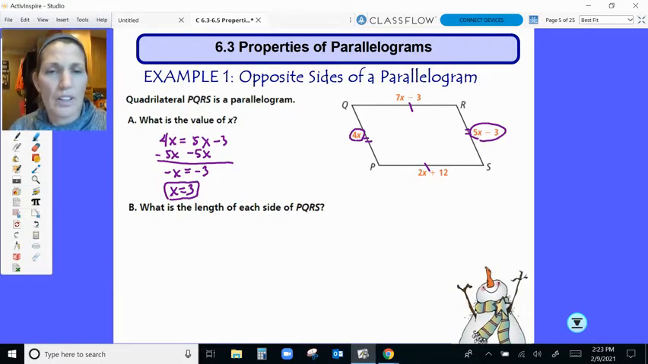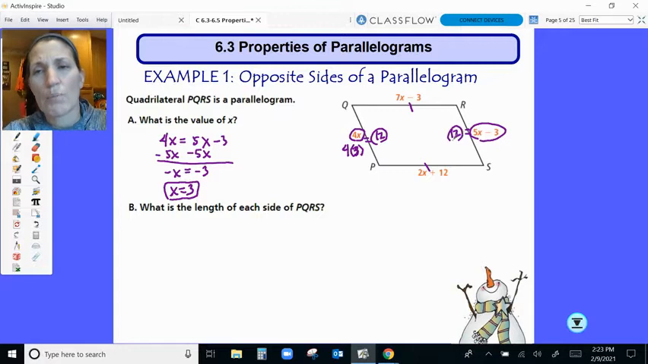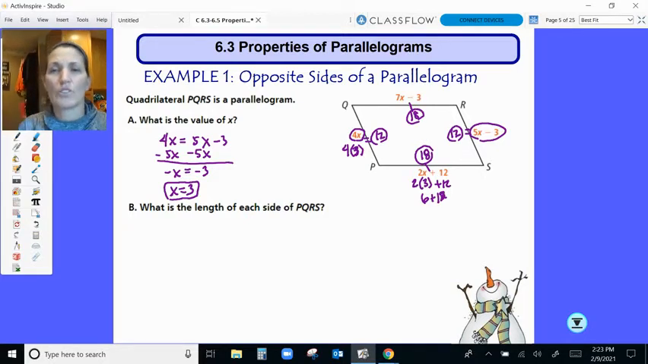Part B here says, what are the lengths of each side of the parallelogram? Well, if I plug in 3 here, I get 4 times 3, which gives me the length of 12 for this side. And if that's 12, this opposite side is also 12 because they're equal. If I plug in 3 down here, so 2 times 3 plus 12, that gives me a 6 plus 12, which means that side is, whoops, I got ahead of myself here, 18. That means this side is 18, which means my opposite side is also 18. Okay, so those are all the lengths of the sides of that parallelogram.